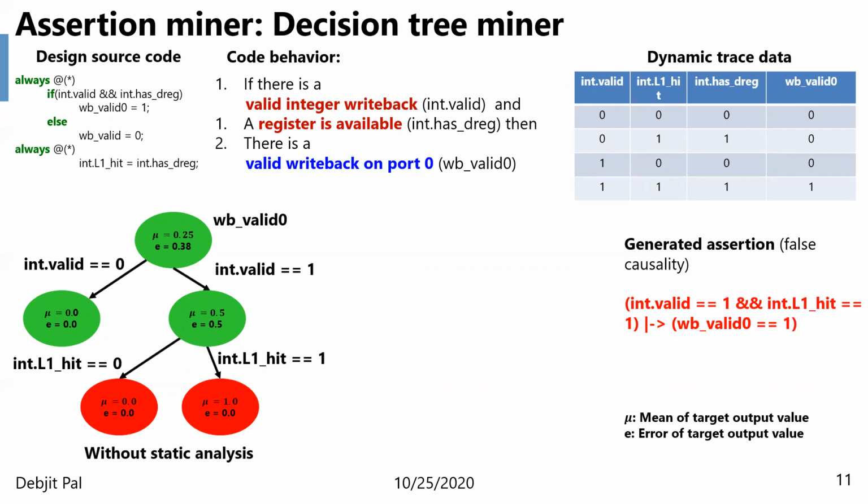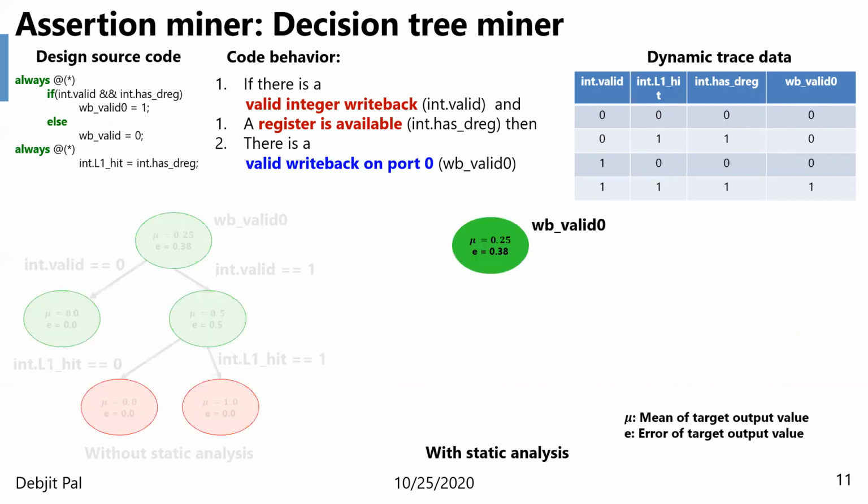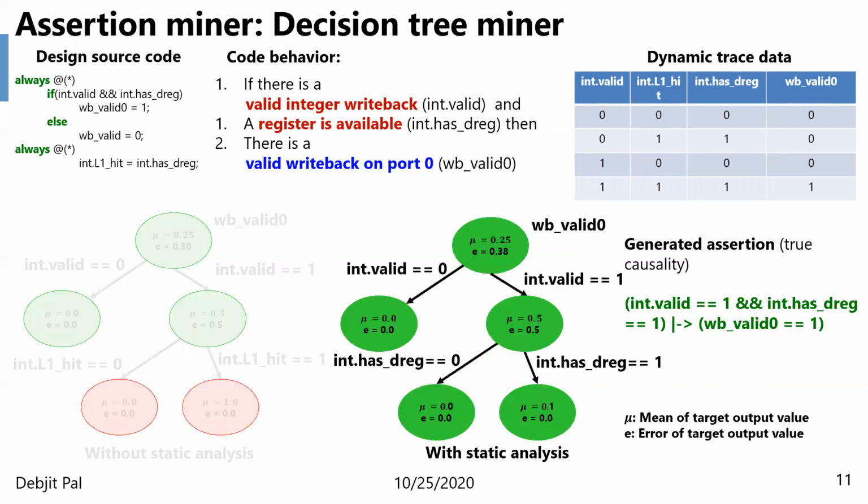This motivates us to guide the data miner with static analysis information. After we replace int.l1hit with int.hasDrange, which has a causal relation with wbvalid0, we can mine the intended assertion, as shown in green on the right-hand side.